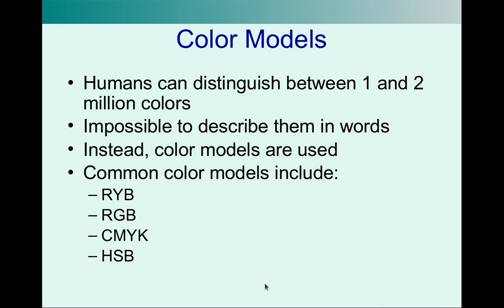Now we'll come to color models. Humans can distinguish between 1 and 2 million colors, but that's a very big range of colors, which is why it is impossible to describe them in words. So we use color models to describe these colors. Common color models include RYB for red, yellow, blue, RGB for red, green, blue, then CMYK for cyan, magenta, yellow, and black, and HSB for hue, saturation, and brightness.